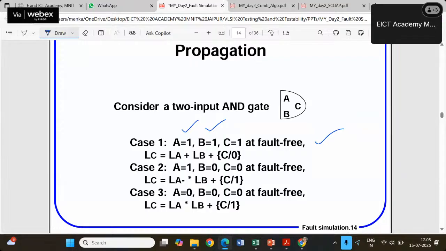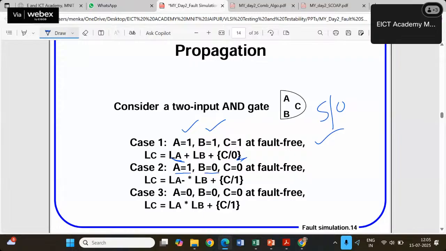A is equal to 1 and B is equal to 1 is the activation for all these 3 faults, right? A is equal to 1, B is equal to 1 is the activation for all the stuck-at-0 faults at each and every branch. So we will be taking all the branch faults available at A plus B plus C stuck-at-0.